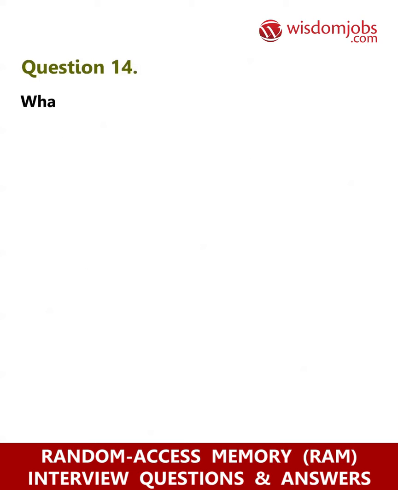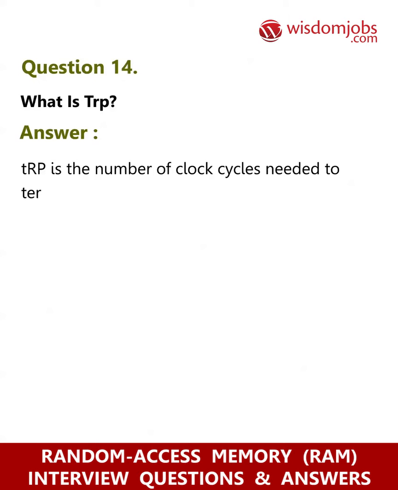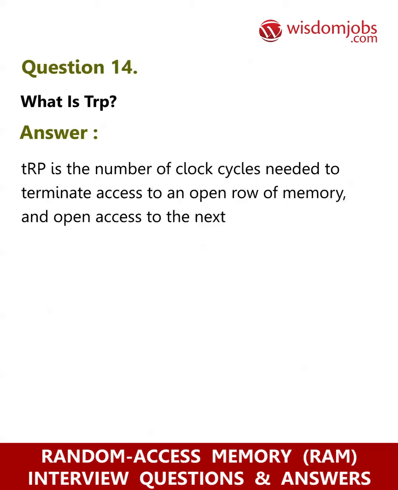Question 14. What is tRP? Answer. tRP is the number of clock cycles needed to terminate access to an open row of memory, and open access to the next row. It stands for row pre-charge time.